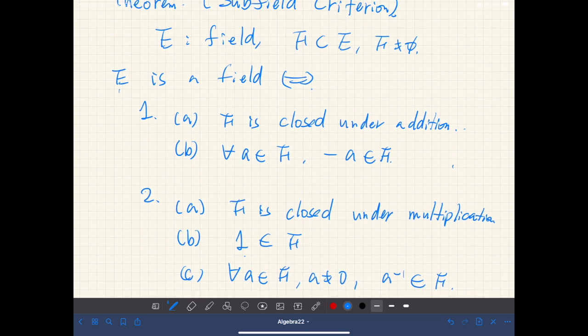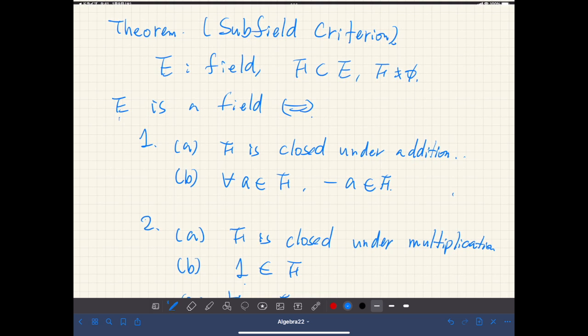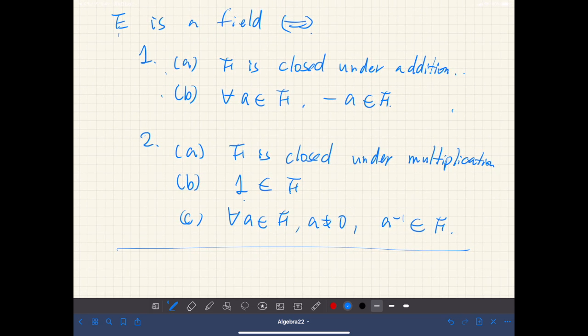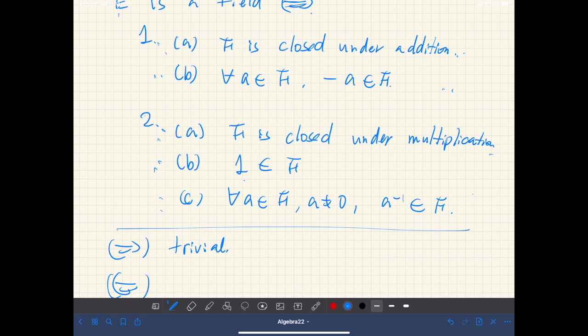So this subfield criterion says we don't need to check all the axioms of a field to see if a subset of a field is a subfield. Okay, we only need to check all these 5 points. Okay, so this is if and only if, so we need to prove both directions. But if F is a subfield, of course these are satisfied. So the only if part is trivial. And the if part. So if these are satisfied, then that means F is a subring.